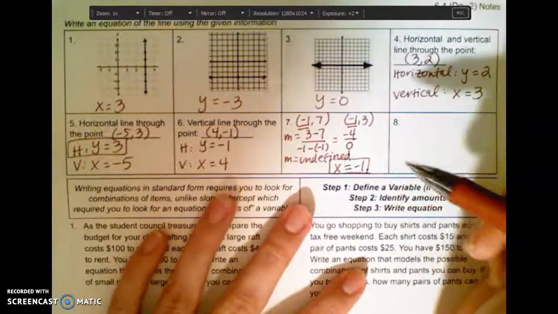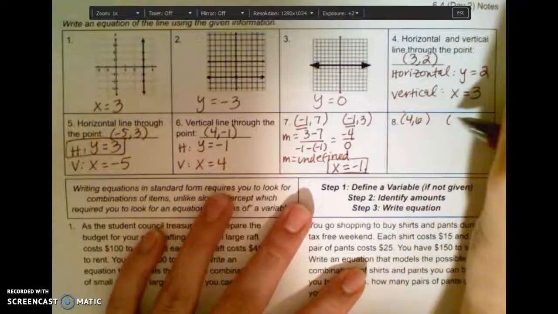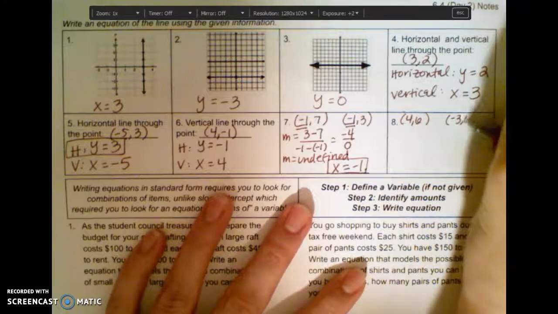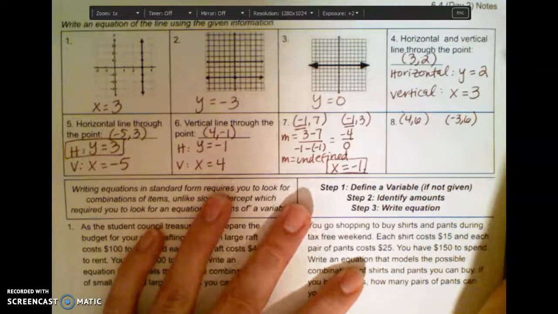One more of these. Number 8. I have the point -3, 6. In order to write an equation, we need to find our slope here.